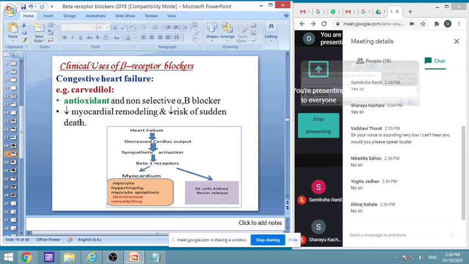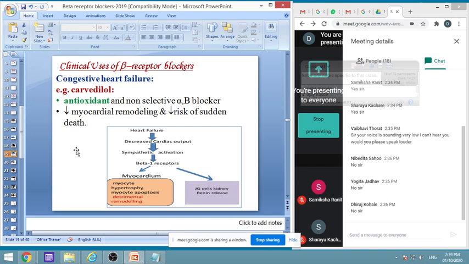Then for CCF we use a beta blocker or an agent like carvedilol. It has one additional activity, that it is an antioxidant, and it is a non-selective alpha beta blocker, so it is useful. Many times in CCF there is oxidative stress, which causes hypertrophy and dilatation.